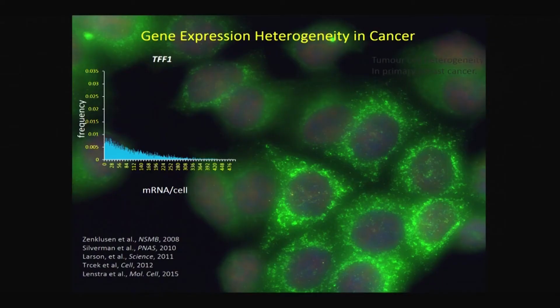And as you can see, there's a tremendous amount of variability. In fact, it's one of the most highly variable genes we've ever seen in human cells. The most likely number of RNA per cell is 0, and some cells have over 200.